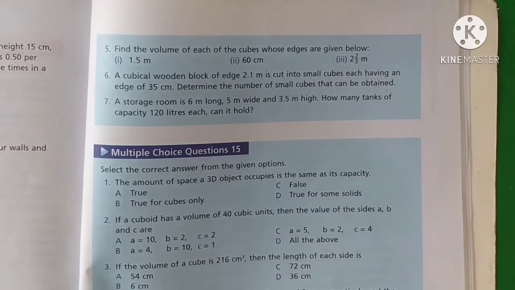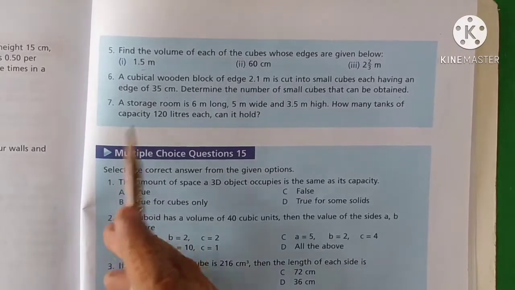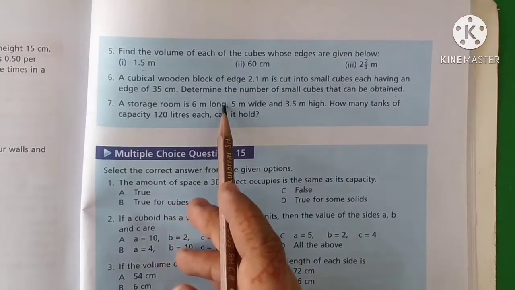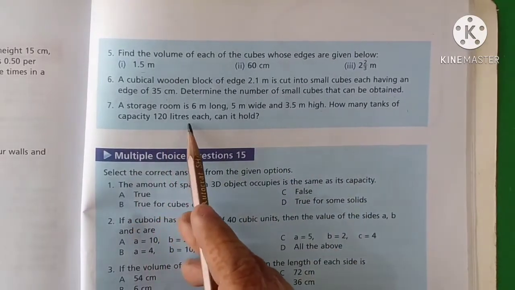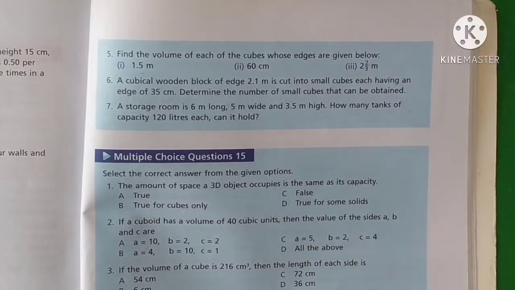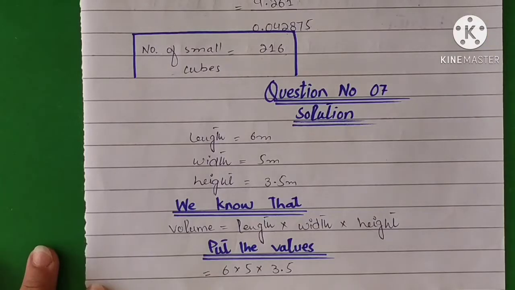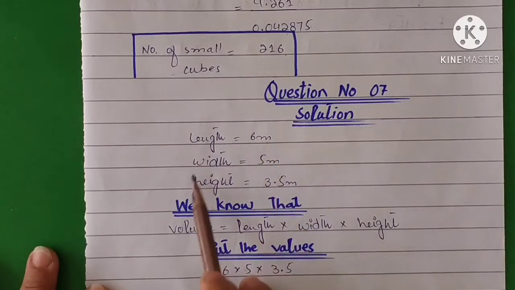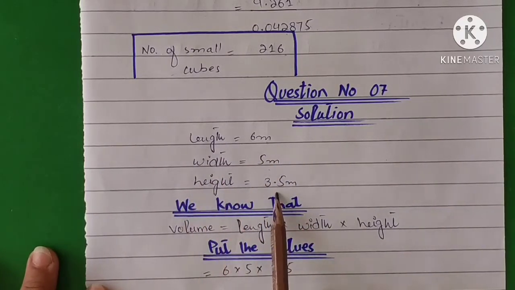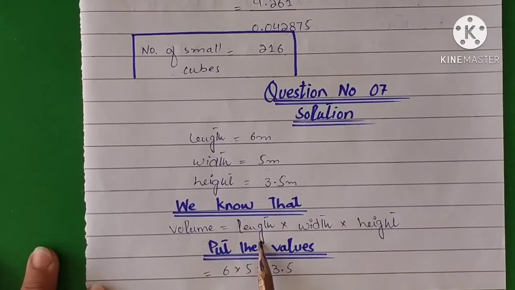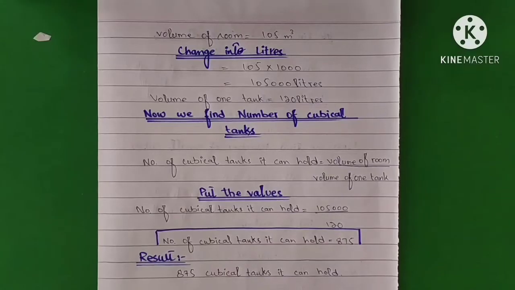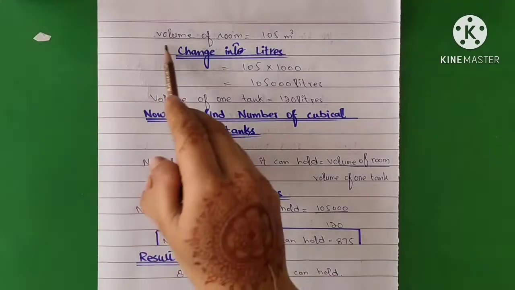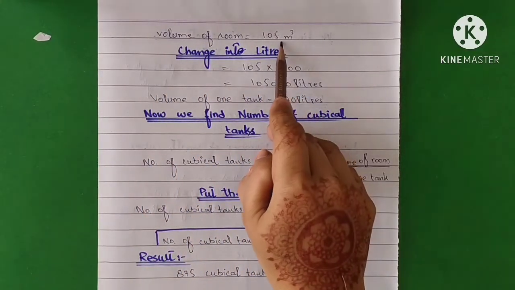Now, question number 7 is the last question of this exercise. A storage room is 6 meter long, 5 meter wide and 3.5 meter high. How many tanks of capacity 120 liters each can it hold? Solution of this question is, it is given that length is equal to 6 meter, width is equal to 5 meter and height is equal to 3.5 meter. We know that volume is equal to length multiplied by width multiplied by height. Now put the value 6 multiplied by 5 multiplied by 3.5. After multiplication, we will get volume of room is equal to 105 meter cube.